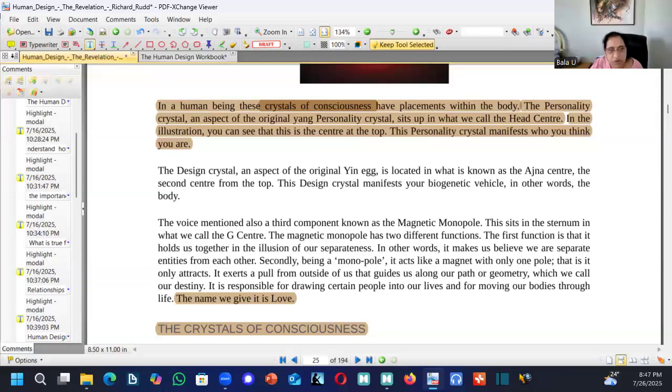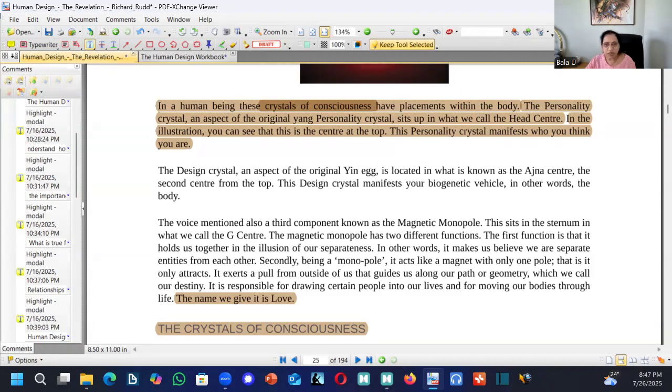So the voice mentioned also a third component known as the magnetic monopole. I'm going crazy, this is so impactful. This is what he calls the G center. It sits in the sternum in what we call the G center. The magnetic monopole has two different functions. The first function is that it holds us together in the illusion of our separatedness. In other words, it makes us believe we are separate entities from each other.